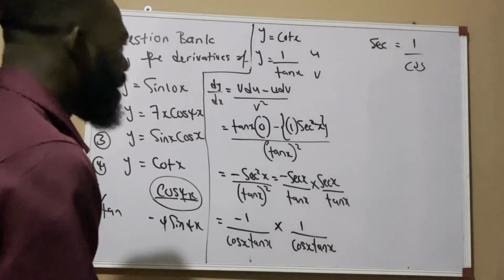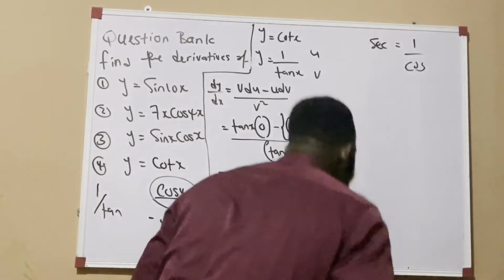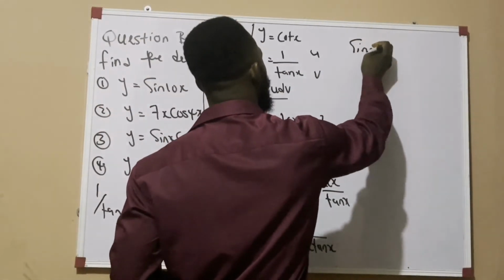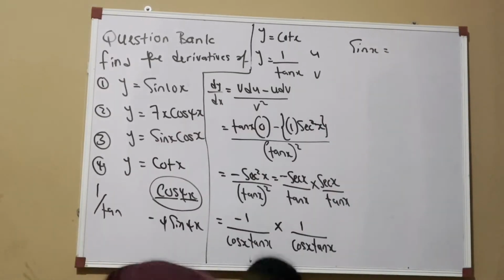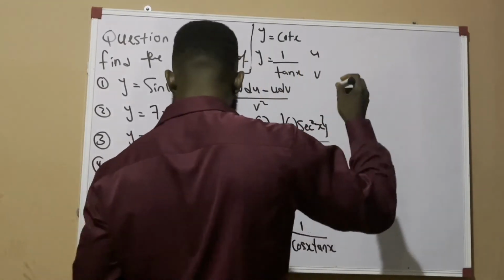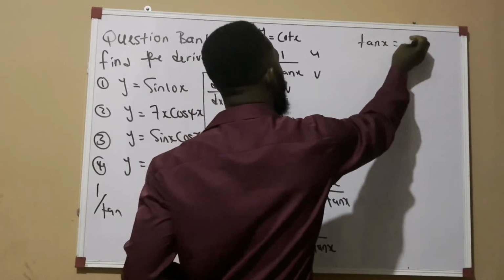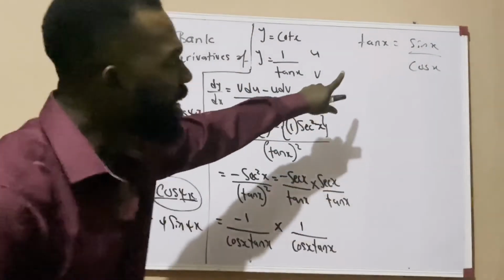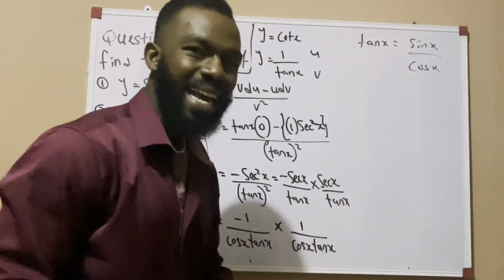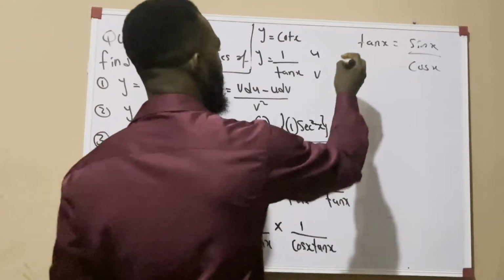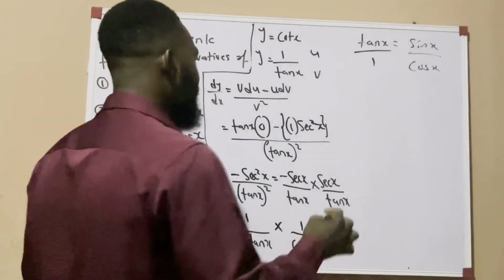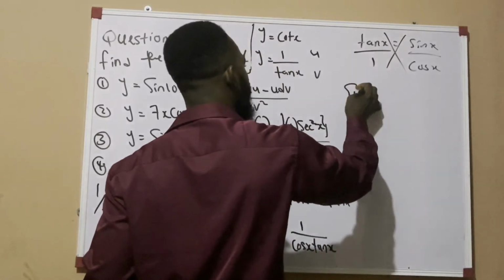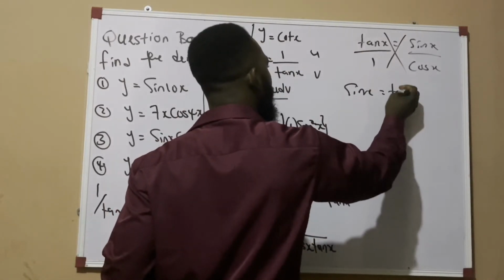Now, without wasting time, back again to trigonometry. In trigonometry, tan x is equal to sine x over cos x. Now, if in this equation we want to make sine x the subject of the formula, it means I will base tan x over 1, and then I will cross multiply. Are we there? Now, sine x times 1 gives us sine x, and tan x times cos x gives us tan x cos x.